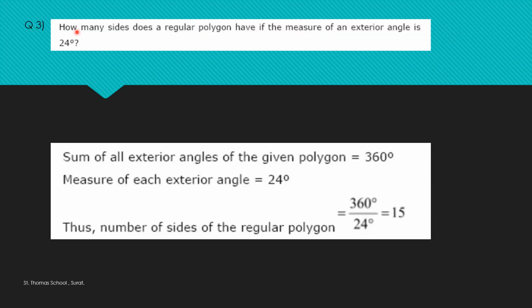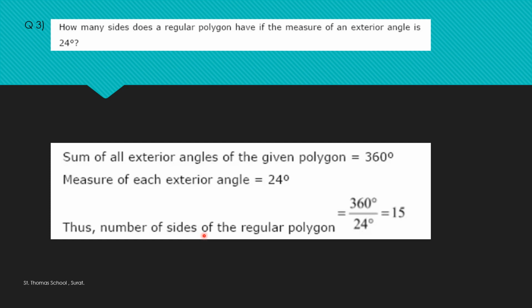Question number 3. How many sides does a regular polygon have if the measure of an exterior angle is 24 degrees? It's clear? So you have to find the number of sides for this regular polygon if its exterior angle is 24. The sum of all exterior angles of the given polygon is 360 degrees. This already we have studied. And the measure of each exterior angle is 24. Clear? So how many sides?